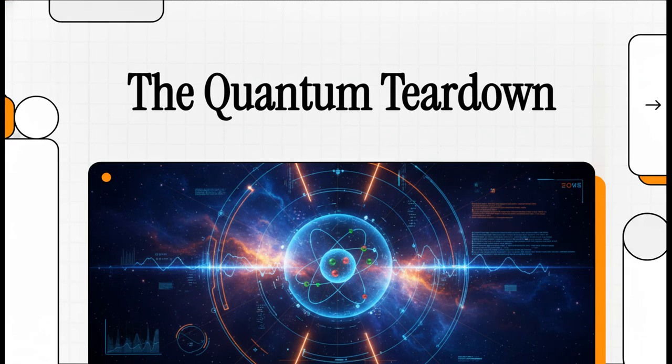Okay, today we are going on a truly mind-bending journey to hack into the basic source code of matter. We're going to strip away the everyday world, zoom right past the cells, the molecules, and the atoms, and tear reality right down to its absolute fundamental building blocks. So get ready, because this is the ultimate quantum teardown.